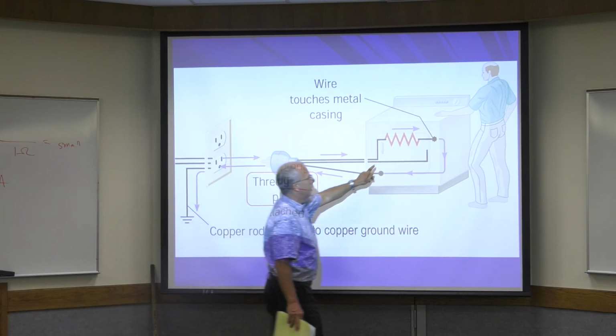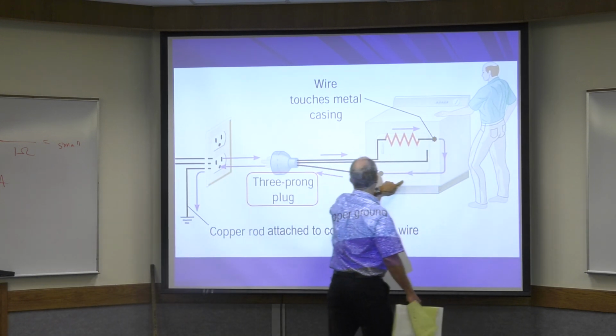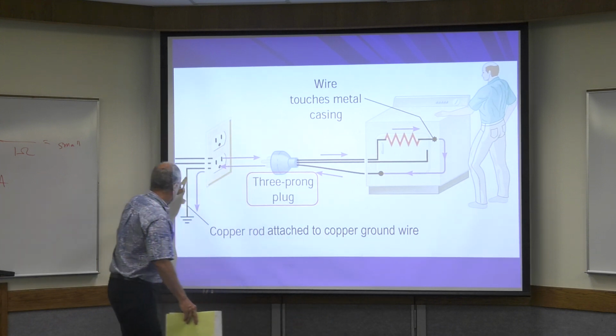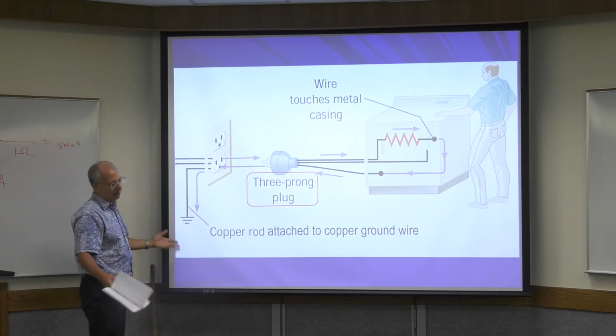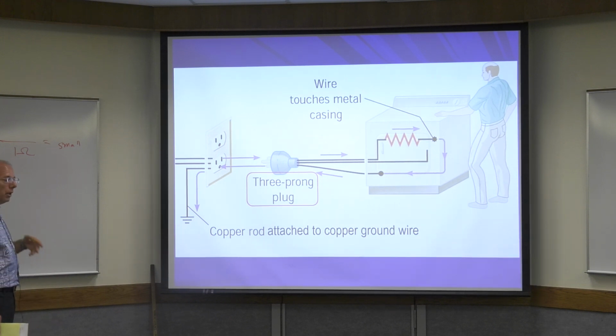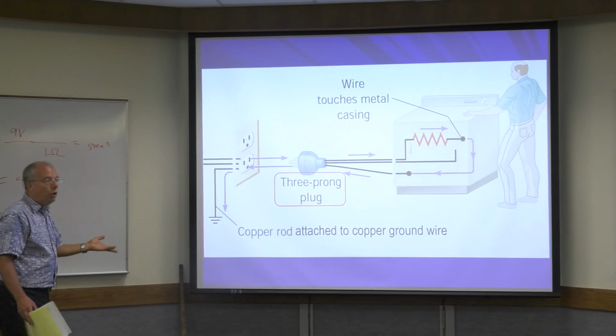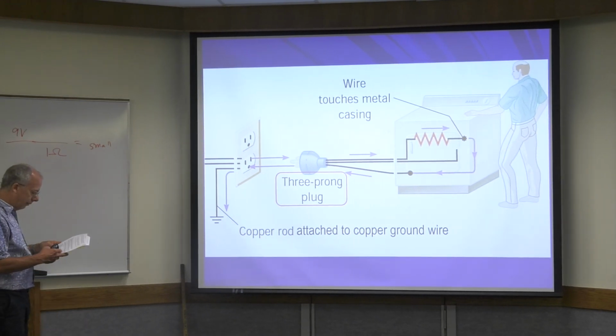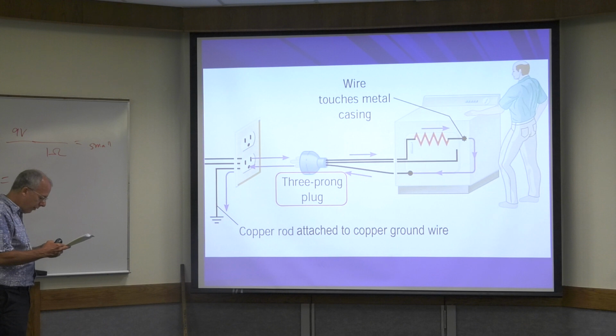So you can see that it doesn't go through you. It goes through the grounding wire, which is connected to the ground. It's just a safety thing. It's just an alternate path for the electricity to go through instead of you in the case of a short circuit. So that's really all there is to it.